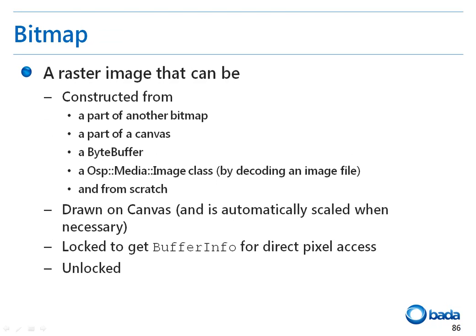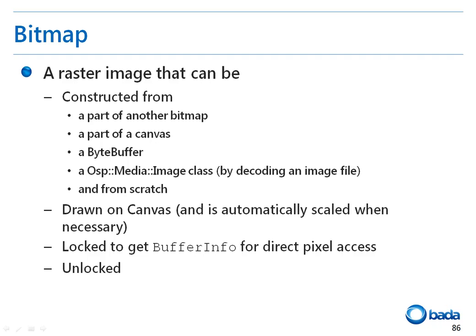A bitmap commonly refers to a raster image. In bada, a bitmap image can be created in the following ways. A bitmap image can be created by copying a part of another bitmap image. A bitmap image can be created by copying a part of a canvas. A bitmap image can also be created by converting the byte buffer data into a bitmap, or an image file can be decoded to a bitmap image by using the OSP media Image class. Or you can create an empty bitmap image.